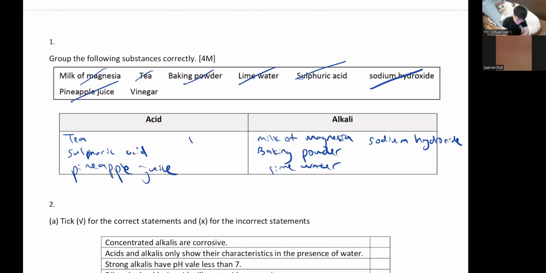So vinegar, this is acidic. That's why your vinegar is sour.